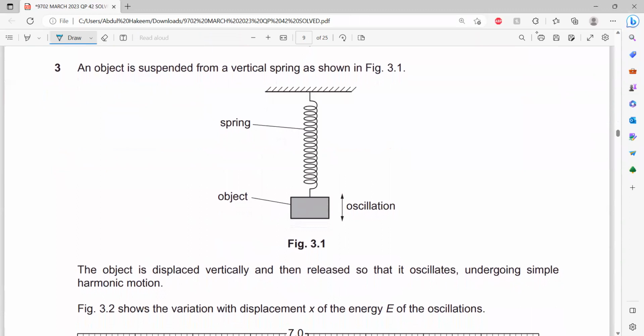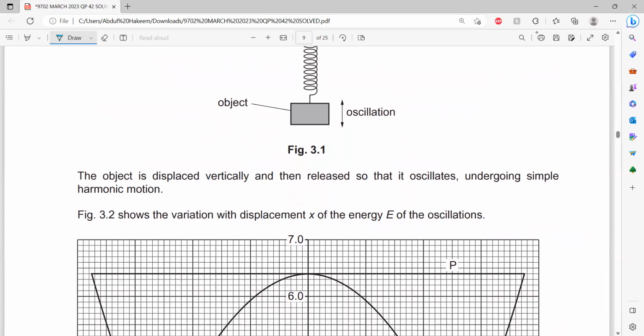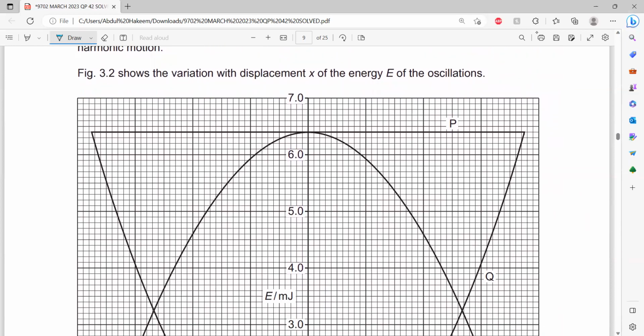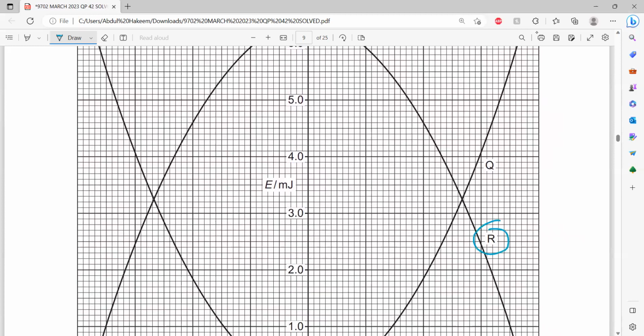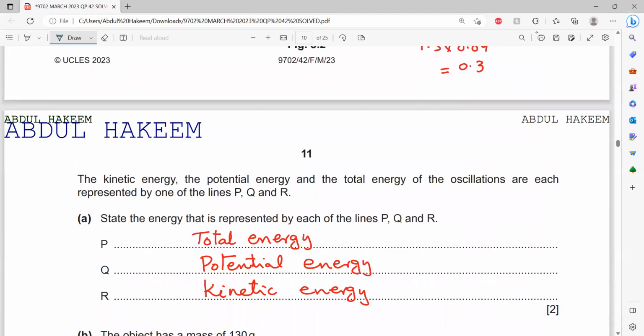Question number 3. An object is suspended from a vertical spring. The object is displaced vertically and then released so that it oscillates, undergoing simple harmonic motion. The figure shows the variation with displacement x of the energies. So this is the total energy, this is the kinetic energy, and this is the potential energy. The question is, the kinetic energy, the potential energy, and the total energy are each represented by P, Q, R. State the energy that is represented by each. P is total energy, Q is potential energy, R is kinetic energy.